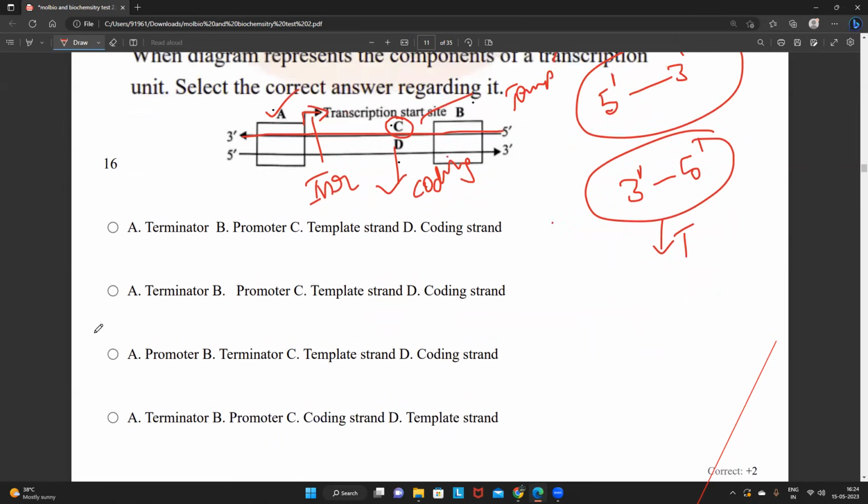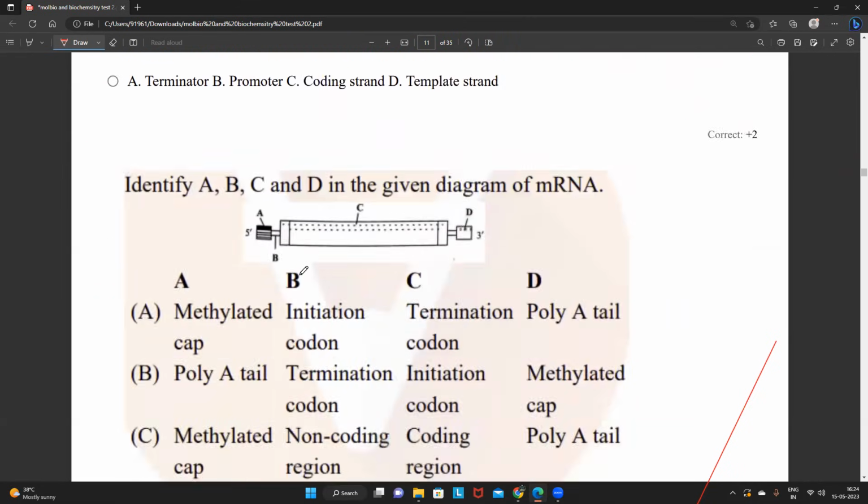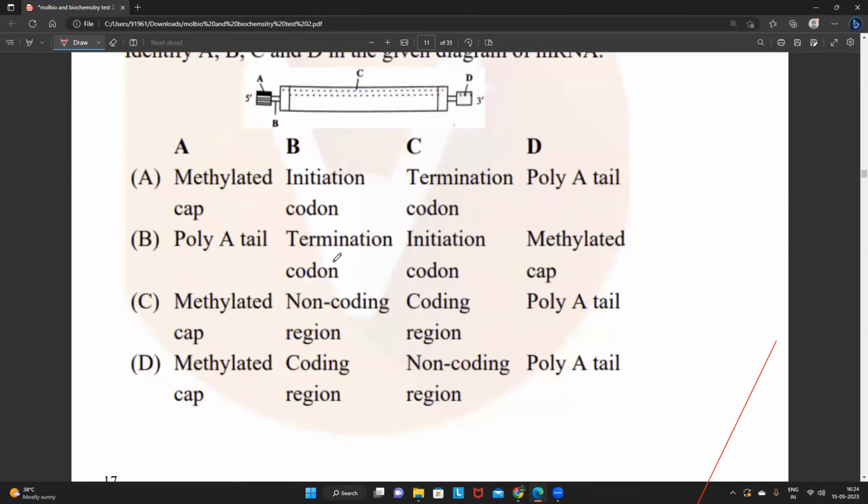Hence, what will be the correct answer? Promoter, terminator, template, and coding. Option C will be the correct answer. A very simple, straightforward question. I don't know how people made this wrong too. How did you make it wrong? A very easy and straightforward question, right?